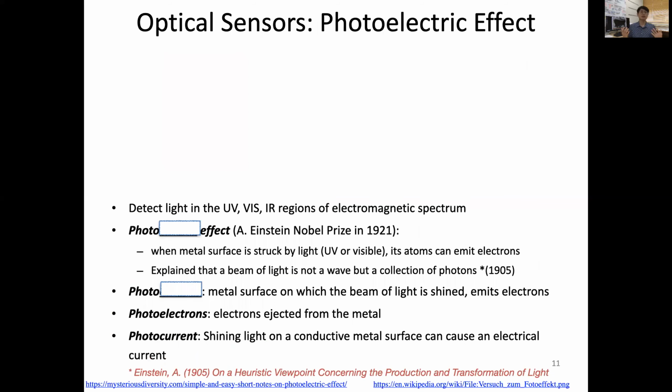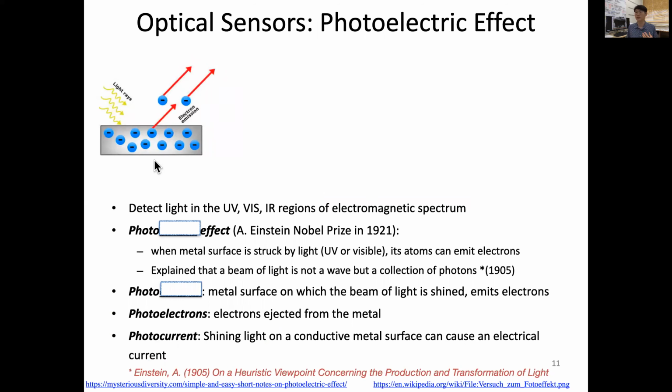So now let's discuss optical sensors. Before getting into this, I want to discuss the photoelectric effect, which was found a long time ago, more than 100 years ago. A phenomenon was observed that when experimenters sent light, such as visible or UV light, onto a metal surface, the light somehow ejected electrons from the metal surface. So those are electron emissions.